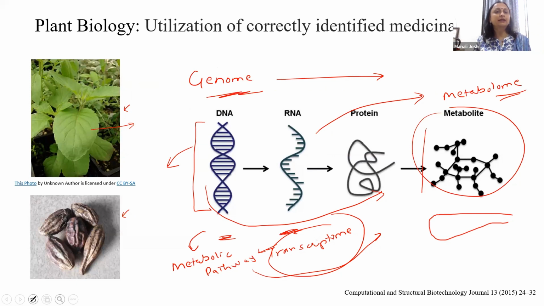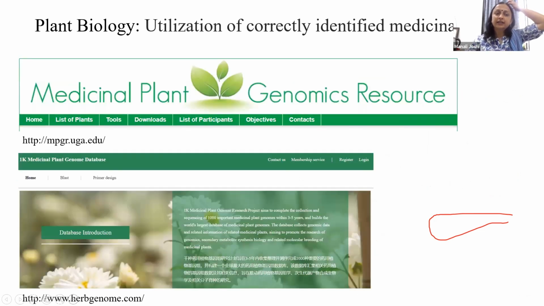There is no systematic effort to create an index of all the important plants that are related to Ayurveda and systematically do the study. Very recently, the Chinese have also announced a 1,000 medicinal plant genome initiative. They also have a database which they have announced. Right now, it's not populated with too many sequences, but they intend to get there.